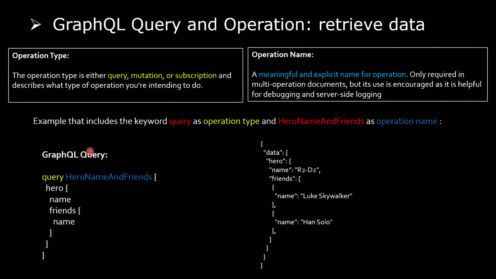So this is my sample query. The type of the operation is query, and the name of the operation is a user defined name. You can write anything you want which you can understand, a human understandable name. So the type of the operation is query, the name of the operation is this, and I want to query the hero object. I want the name of the hero and the names of the hero's friends. So this is how it works, and this is the query result. This is the same result that we looked at in the previous slides.